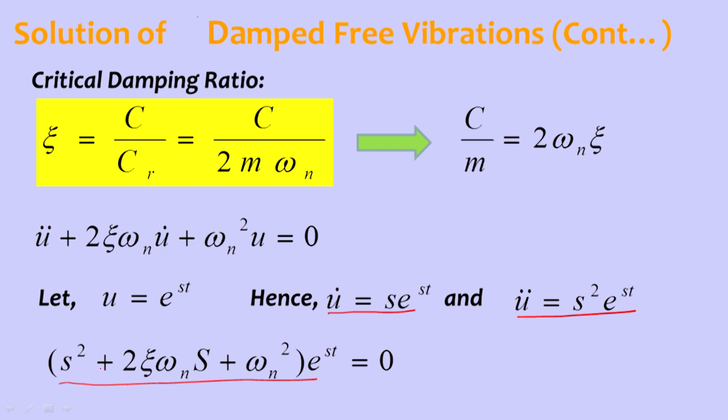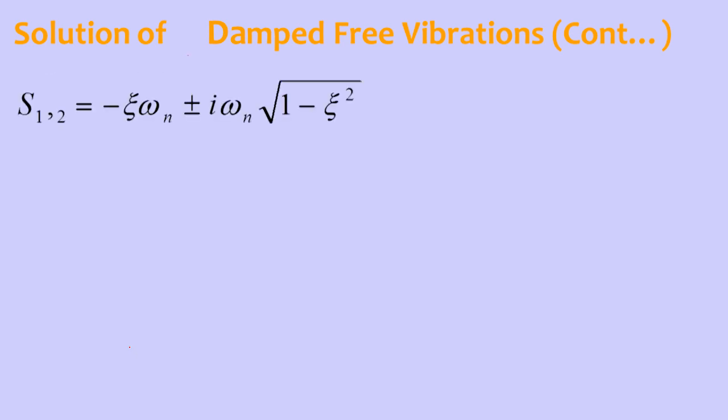So upon working further by making this bracket term 0, we get two roots from that, s1 and s2, by using usual algebraic principles. So we get zeta multiplied by omega n plus or minus i omega n under root 1 minus zeta square. Upon further simplification, this term omega n under root 1 minus zeta square, we are naming as damped natural frequency.